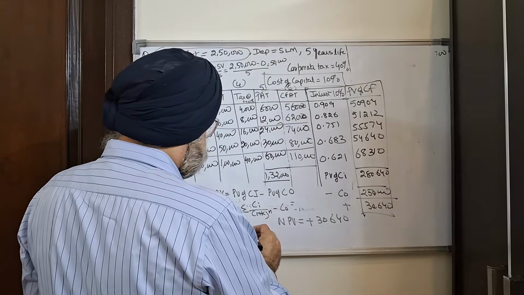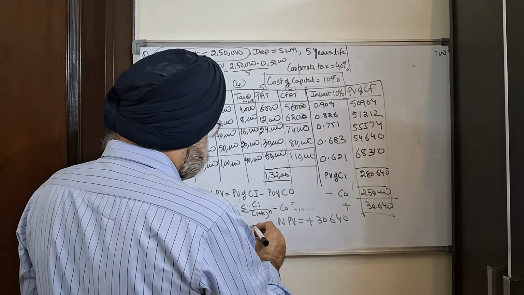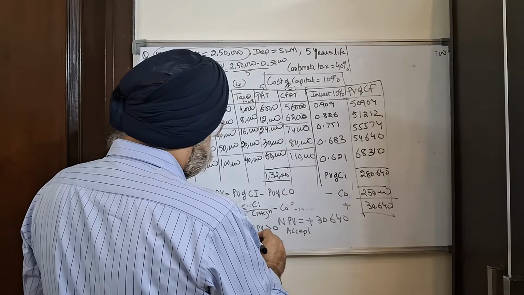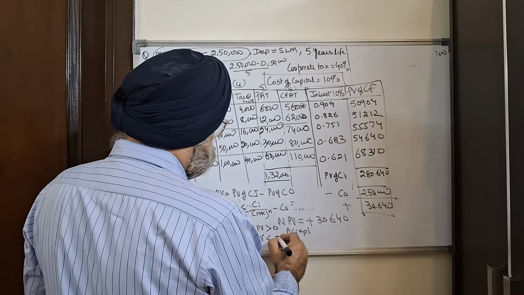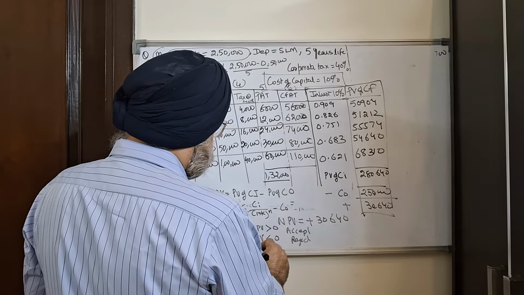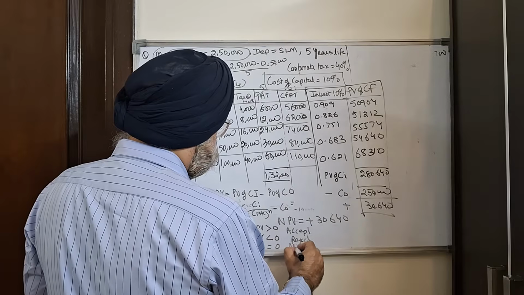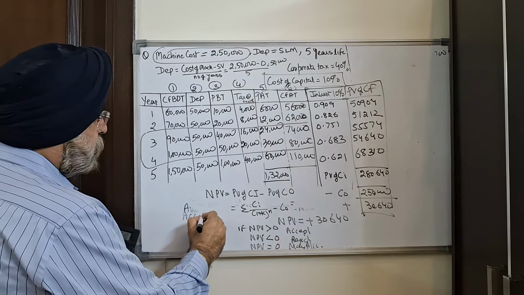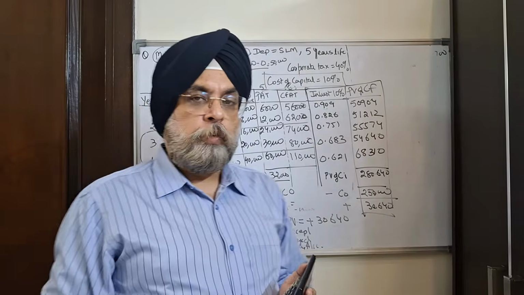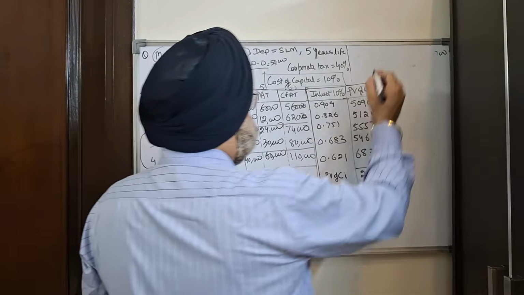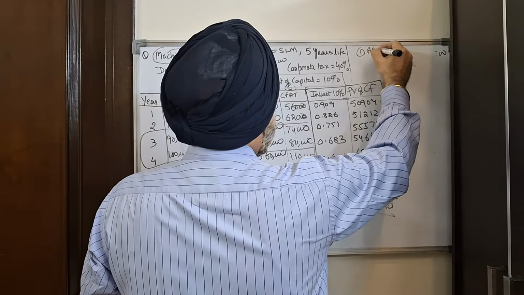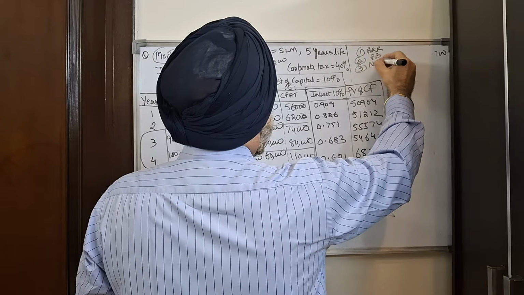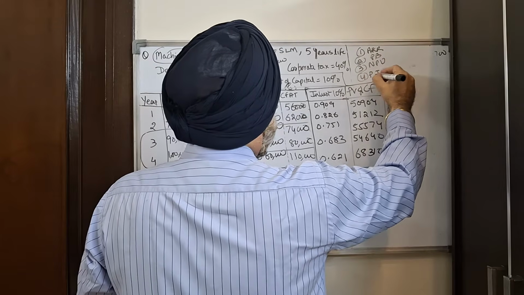Now if NPV is greater than 0, we will accept. If NPV is less than 0, we will reject. If NPV is equal to 0, may accept or reject. In this case, we will accept. I hope it is clear. Now the first is ARR we have done, second is payback method we have done, third is NPV we have done. Now come to fourth, which is profitability index.